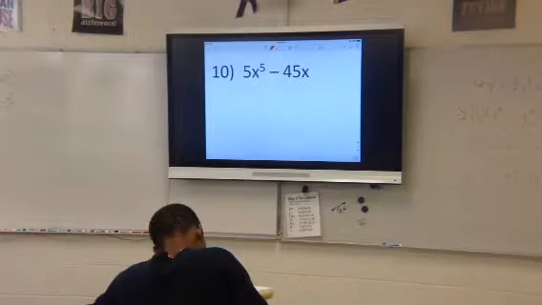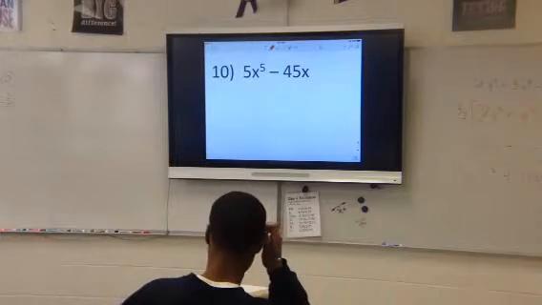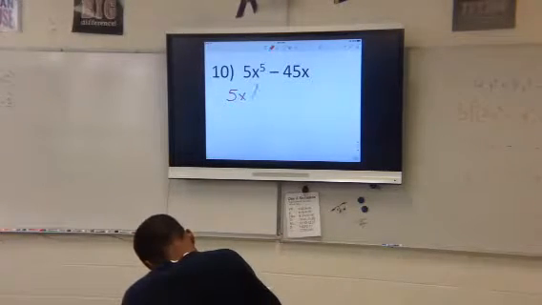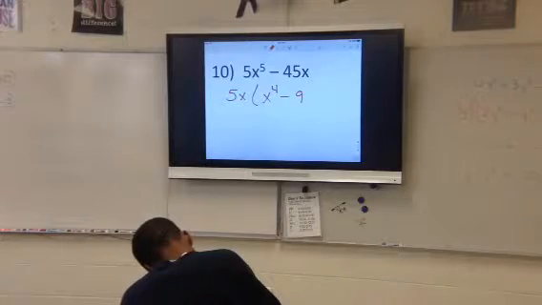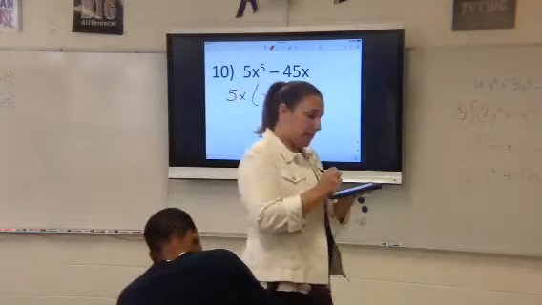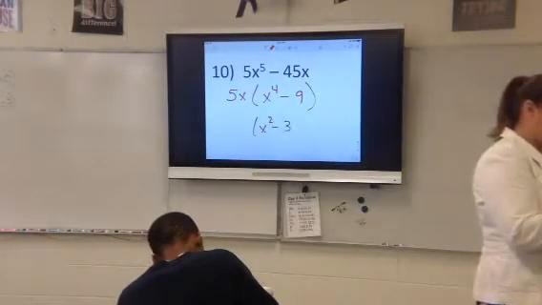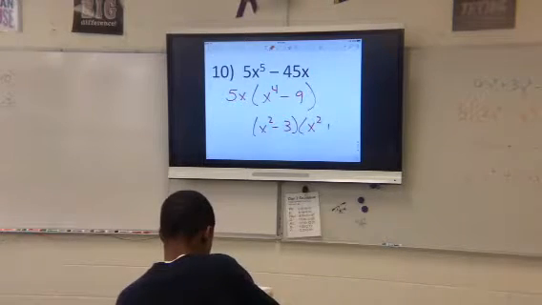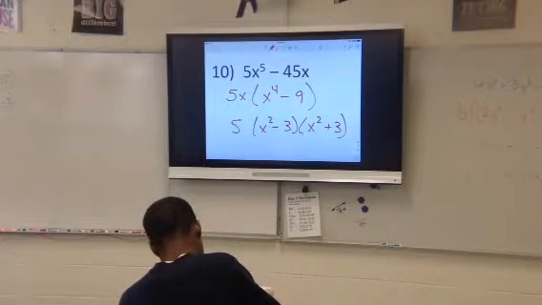Hey, Julianara, what was your first step here? Do the GCF, so divided it by 5x. Okay, what do you have left over when you do that? 1x to the 4. Very good. Okay. All right, Kennedy, what do you think the next step here would be? Is it x squared minus 3 and x squared plus 3? Yeah, nice job. And then let's drop in that 5x up front, okay?